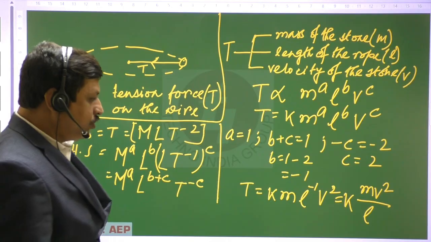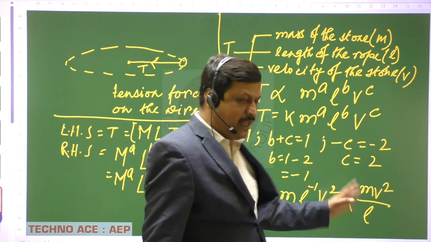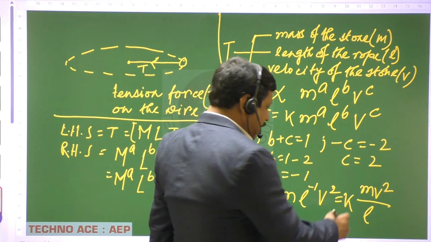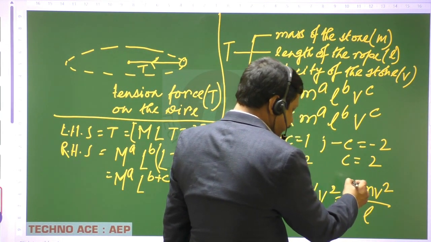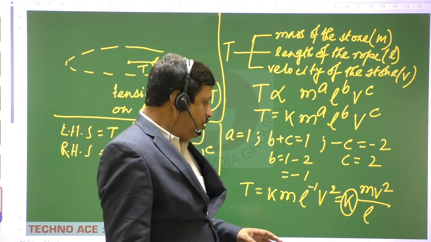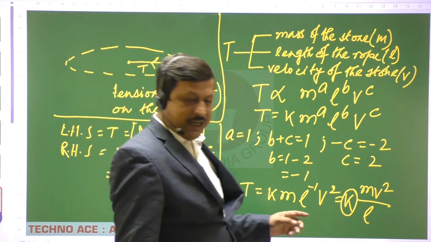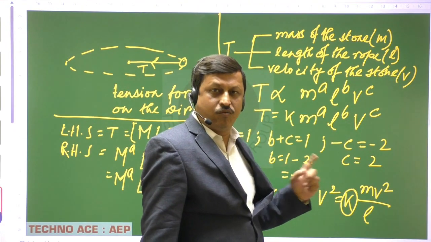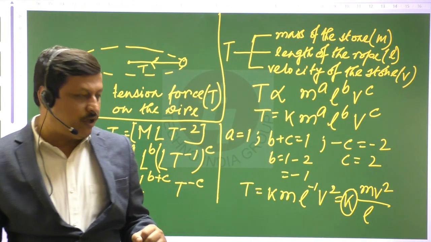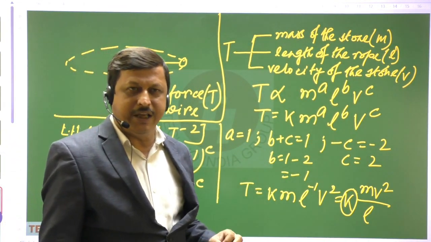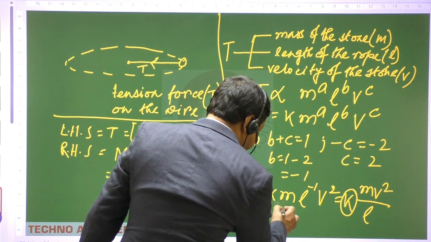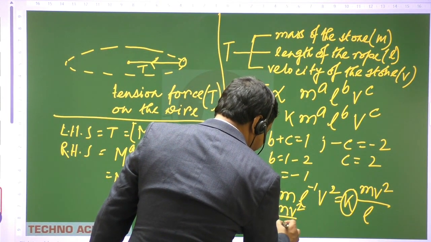So if you know the value of m, v and l, you can find the value of t. But here there is another term k, which is a constant. Basically, experimentally, the value of k is 1. So the relation will be t equals m v square by l. The actual relation is t equals m v square by l.